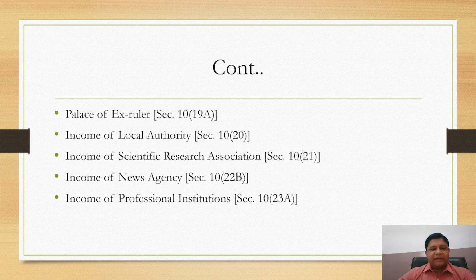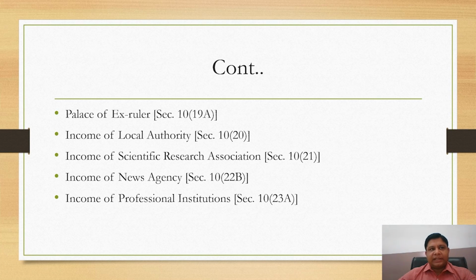Next, income of scientific research association. Any income of a scientific research association or research association which has as its object undertaking research in social science or statistical research is exempt, provided such association applies its income wholly and exclusively to the objects for which it is established and invests or deposits its funds in specified investments. If these conditions are fulfilled, then income of the scientific research association is fully exempt.